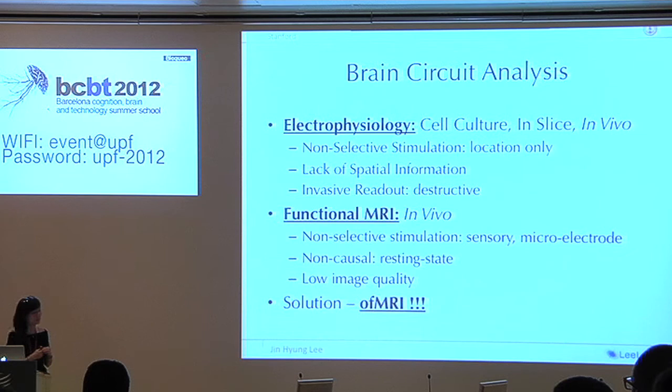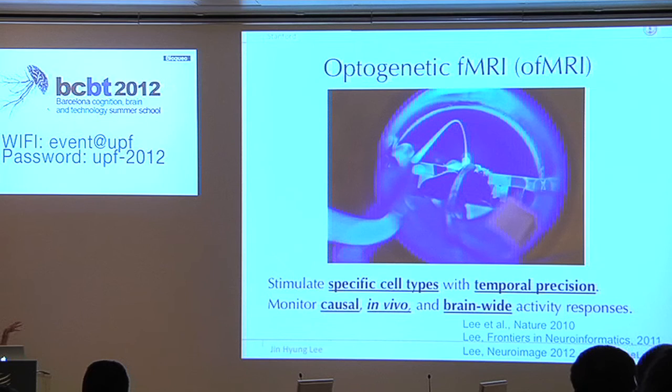And today I'd like to talk to you about how optogenetic functional MRI can potentially provide a solution to these problems. Optogenetic functional MRI is ideally suited for this task of analyzing the brain in a systematic manner for the following reasons. First, you can stimulate specific cell types. You can trigger and control them with high temporal precision in the millisecond range, while monitoring the causal, so you know where the cause of the signal disturbance is coming from. You can monitor the causal in vivo and brainwide activity responses.